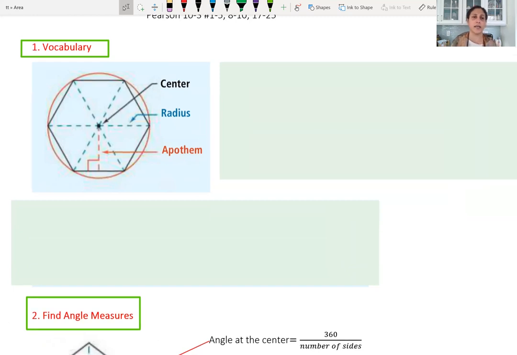So here I have a hexagon and the hexagon has a center and the center is the point from which each of the vertices is equidistant, so you can circumscribe a circle around the hexagon. So that point is known as the center, and the distance from the center to the vertex is called the radius. However, there's something new for you here. The distance from the center to the side of the polygon is known as an apothem.